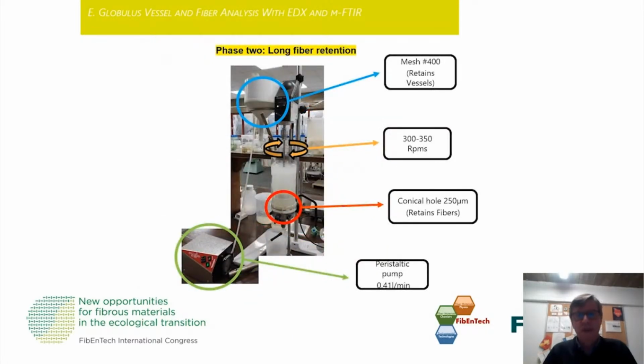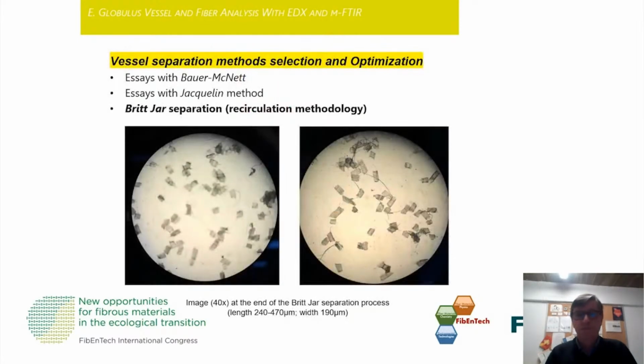In a second step, we opened up the conical holes in the screen to retain the fibers and let the vessels pass. And also the vessels in the recirculation are kept in the mesh 400 screen. The results are quite good, as we can see here in these images.